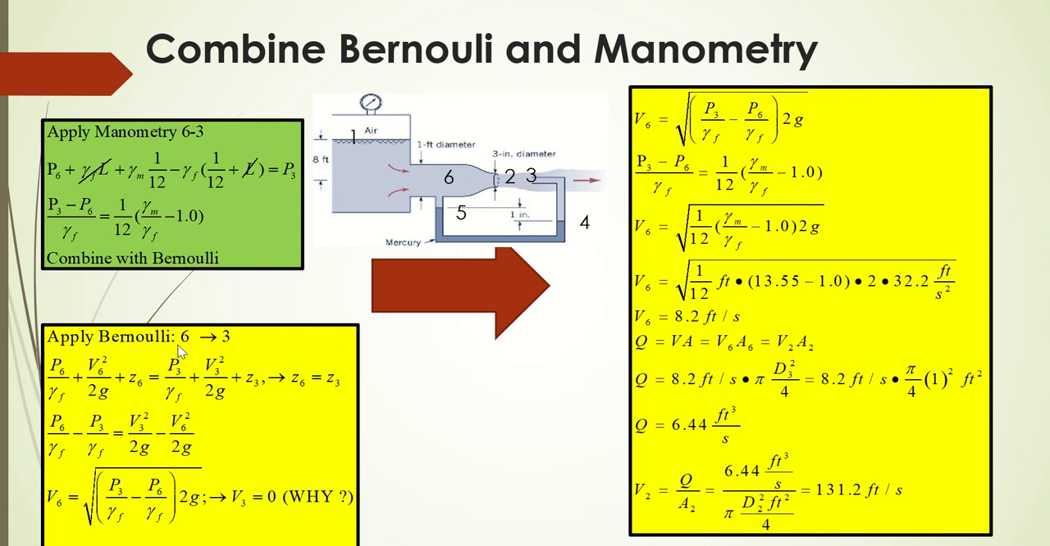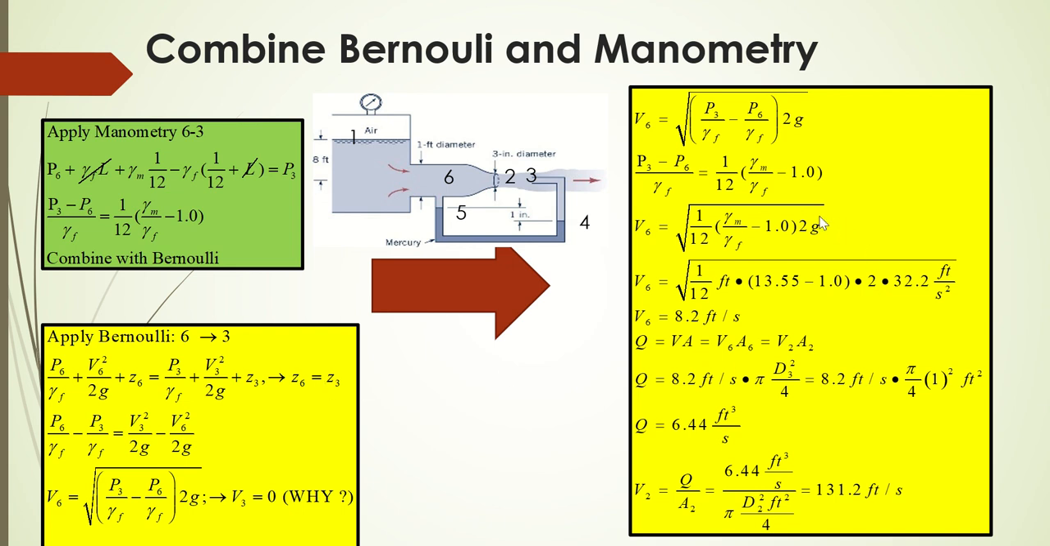The next step, I apply Bernoulli between those exact same points, and that gave me the velocity at point 6. And note that I can replace this pressure difference, (P3 minus P6) over gamma, with 1 over 12 times the ratio of my specific weights minus 1.0. So that's what we did here. We simply combined these results into the next step.